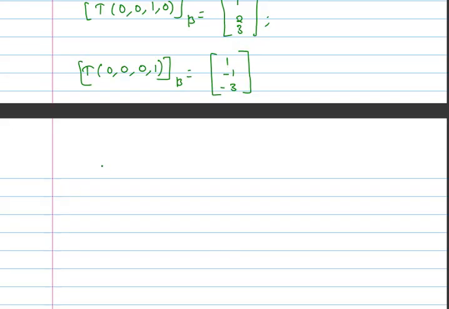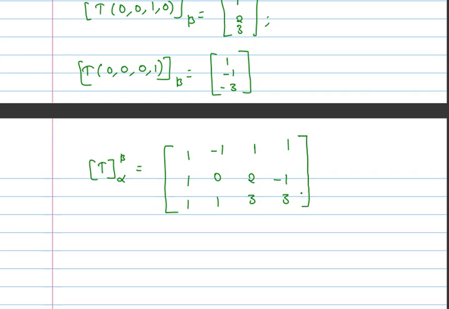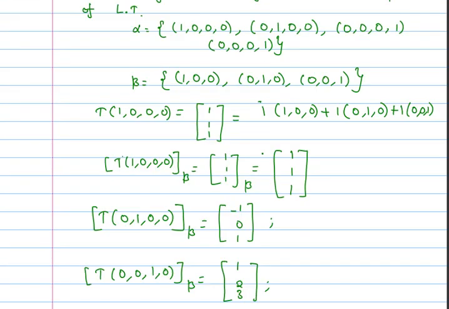Then we represent this as the matrix representation T from alpha to beta. The matrix is: 1, 1, 1; -1, 0, 1; 1, 2, 3; 1, -1, -3 as columns. This is the matrix representation of the given linear transformation.